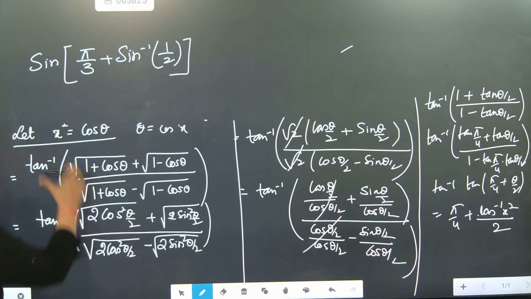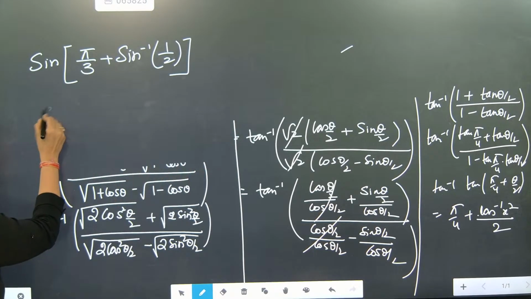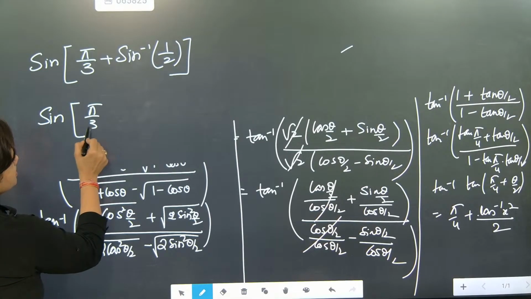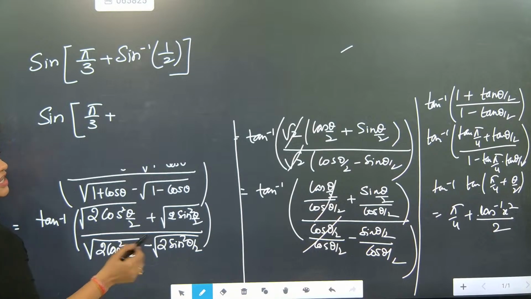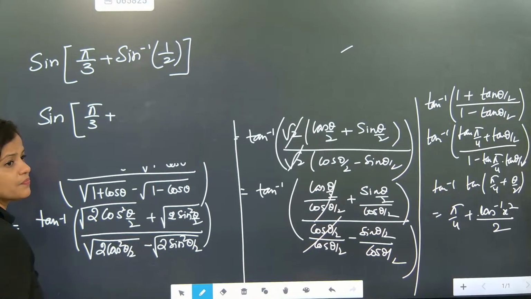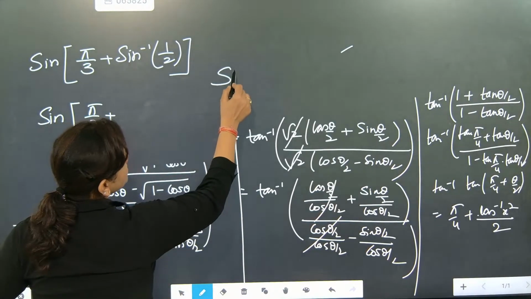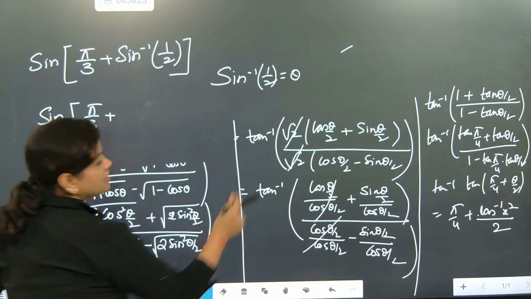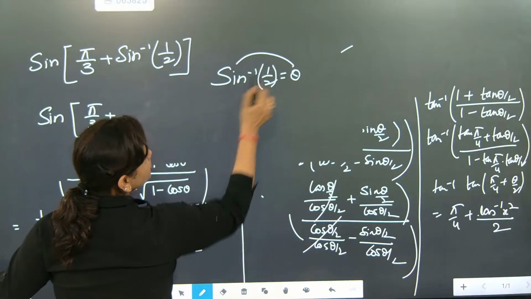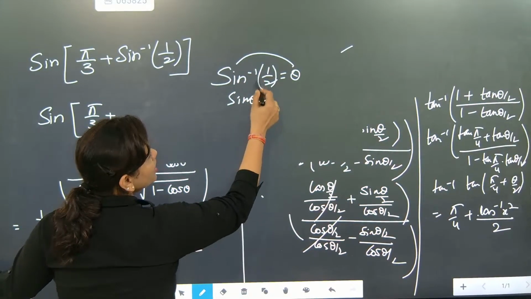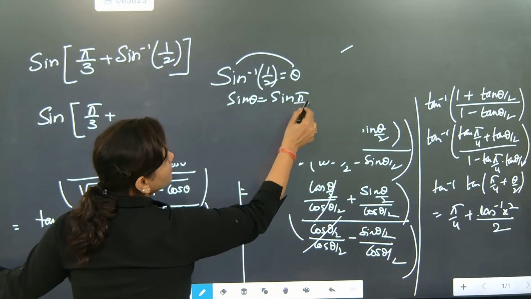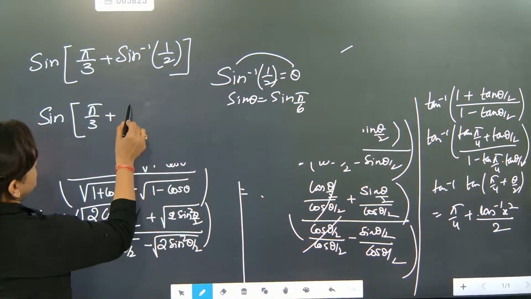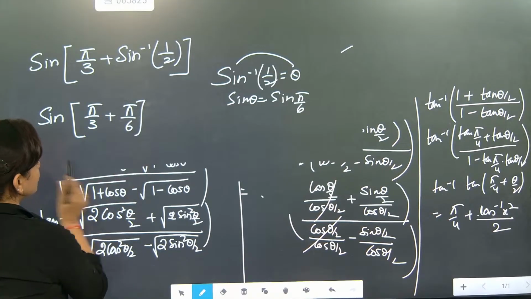Correct. See, look here, how we are going to solve the question. Sine pi by 3 will be as it is. Sine inverse 1 by 2, directly what angle is it coming? If you put sine inverse 1 by 2 as theta, then it will become sine theta equals half. Sine pi by 6. So directly, sine inverse 1 by 2 is pi by 6. Now you solve this one.